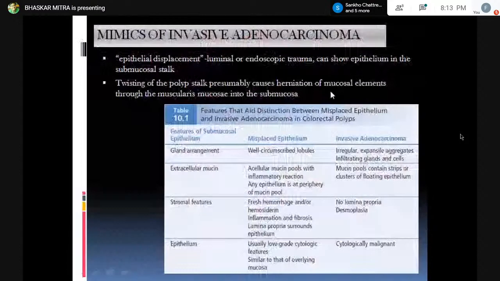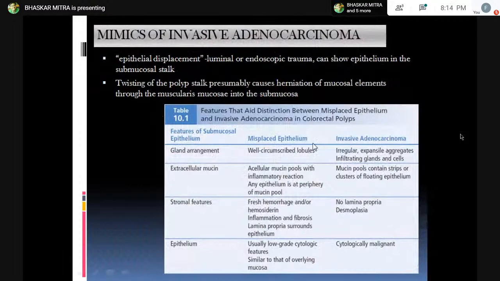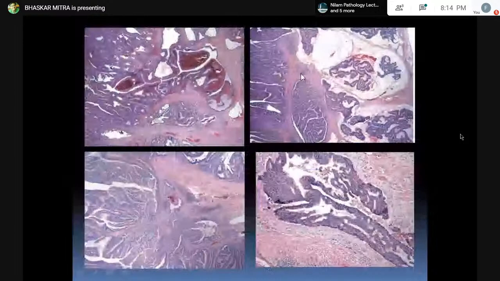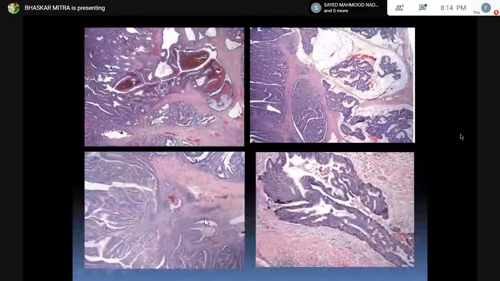How to differentiate it from the invasive adenocarcinoma? First of all, gland arrangement. The misplaced epithelium usually shows well-circumscribed lobules. Look at this, they show as well-circumscribed lobules. But here in the invasive adenocarcinoma, an expansile and invasive pattern of growth is seen in these cells.